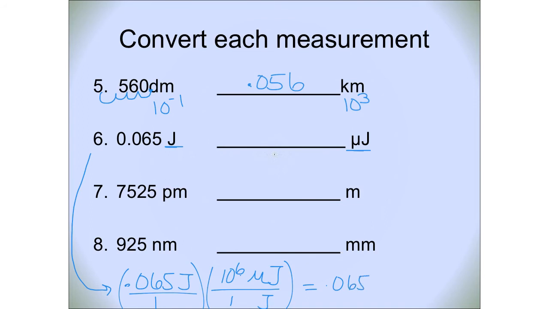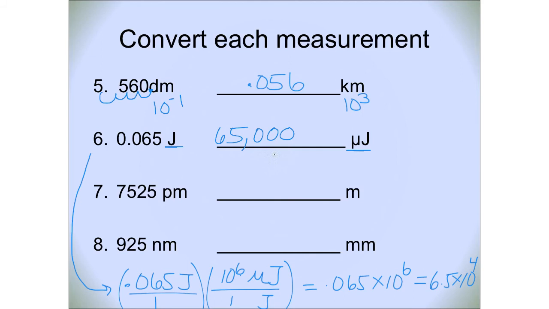0.065 times 10 to the 6 would give me 6.5 times 10 to the 4th, or 65,000. So you can write it either way, 65,000, or if you would prefer, 6.5 times 10 to the fourth. They're both the same thing.